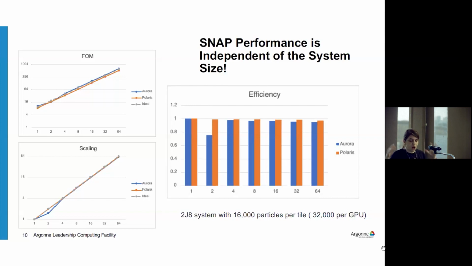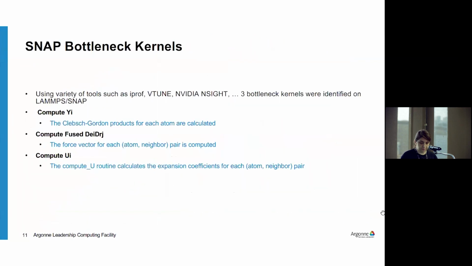So this is a higher number of particles per system, which is more realistic. It shows that even if you're adding more work to the GPU, you're still seeing the same observation that you did with the smaller load, which is what we would like to see.